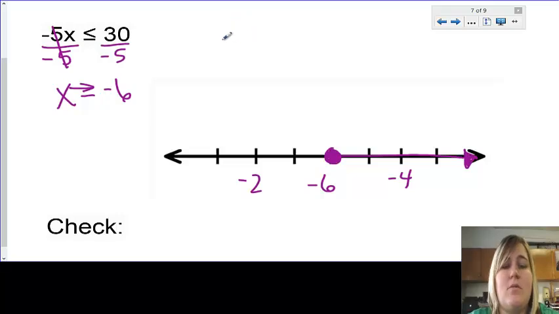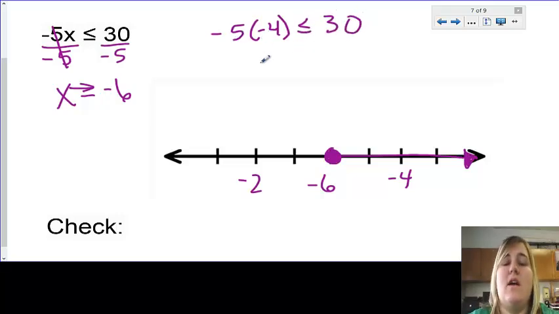4. So I'm going to plug into the original inequality. I have negative 5 times a negative 4 must be less than or equal to 30. Negative 5 times negative 4 gives me 20, and 20 is less than 30. So that checks.